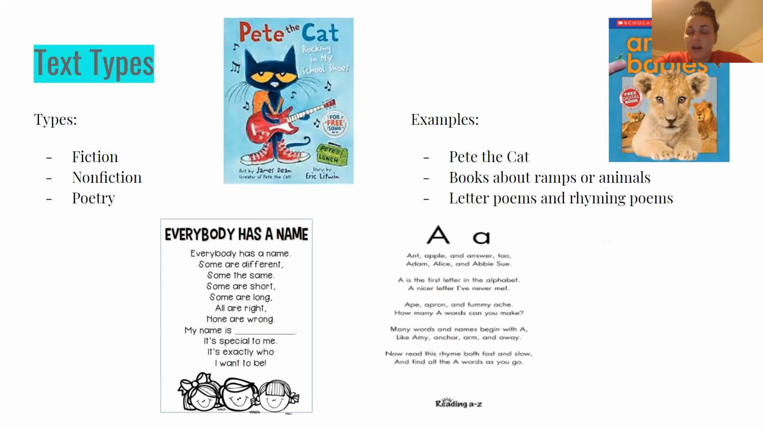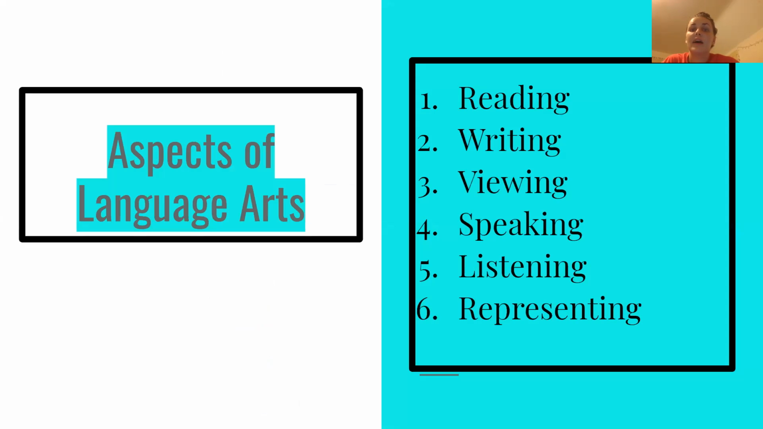The 3 text types are fiction, nonfiction, and poetry. For fiction, a story could be Pete the Cat. Nonfiction could be a book about ramps or animals. And then poetry could be letter poems and rhyming poems. And on my slide, it's the letter A. Ant, apple, and answer to Adam, Alice, Abby, Sue. The aspects of language arts, there's 6 aspects, are reading, writing, viewing, speaking, listening, and representing.